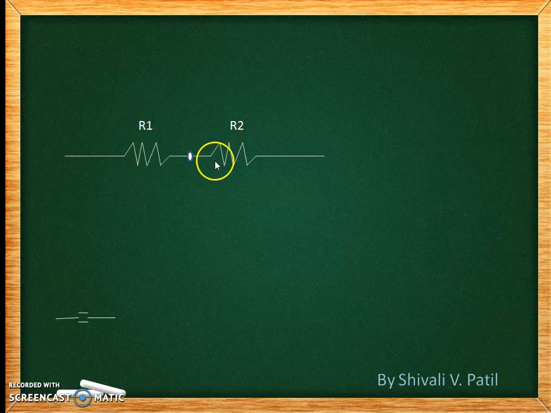R1 is one resistor, R2 is another resistor, connected in series with this point or junction. Current flowing through R1 is I1, and let's say current flowing through R2 is I2. We know that when resistors are in series, current flowing through these resistors is equal, that is I1 is equal to I2. But we can prove it by using the law of conservation of charge.